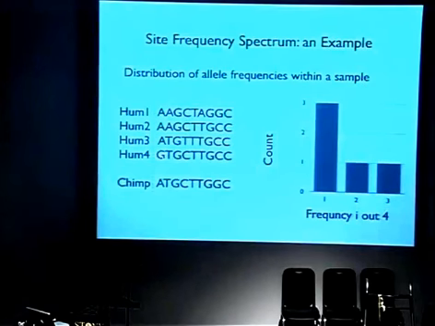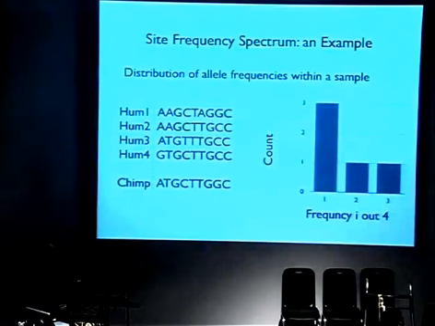So at this first site, this G is at a frequency of 1 out of 4. I get 1 count over here. This A is at a frequency of 2 over 4. I get that count over there. And I go through this, and basically what I get is a histogram of frequencies.